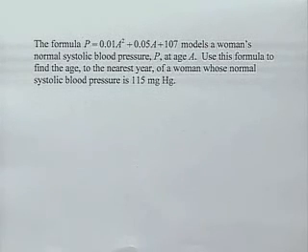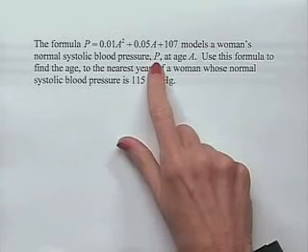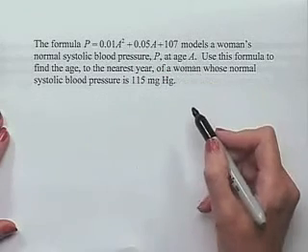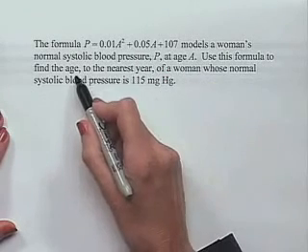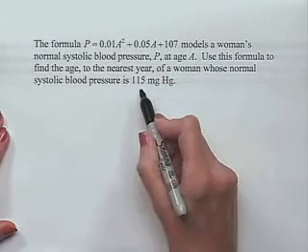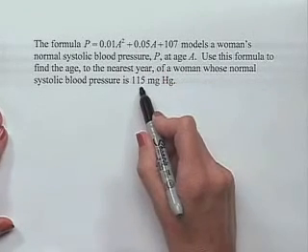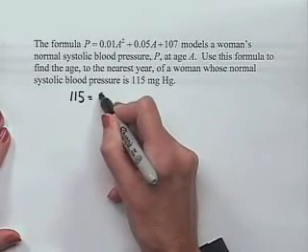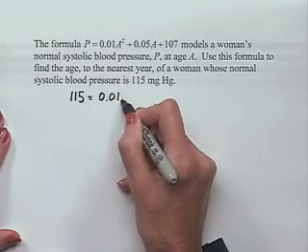To use this formula, we need to recognize that P stands for systolic blood pressure, and A stands for age. We're trying to find the age, which means we're going to solve for A, given that we have P equals 115. So we substitute 115 into our formula.